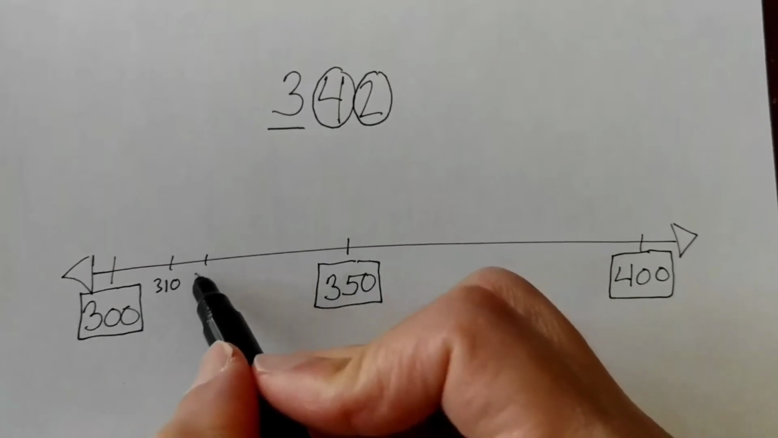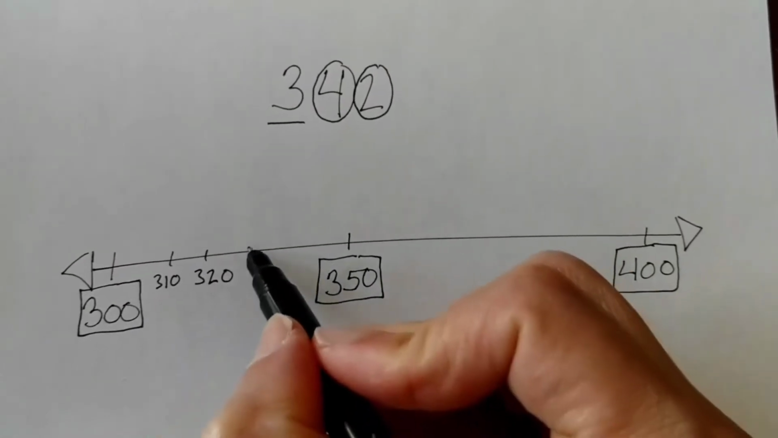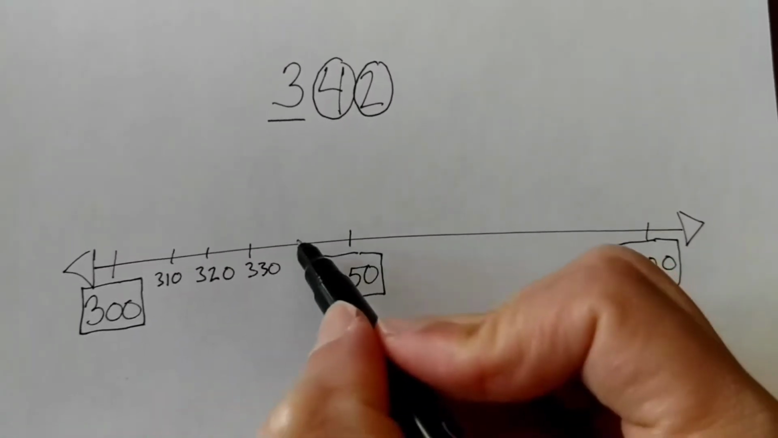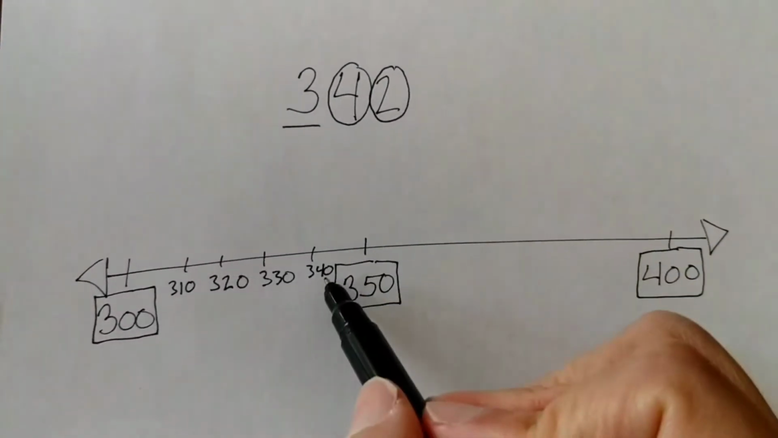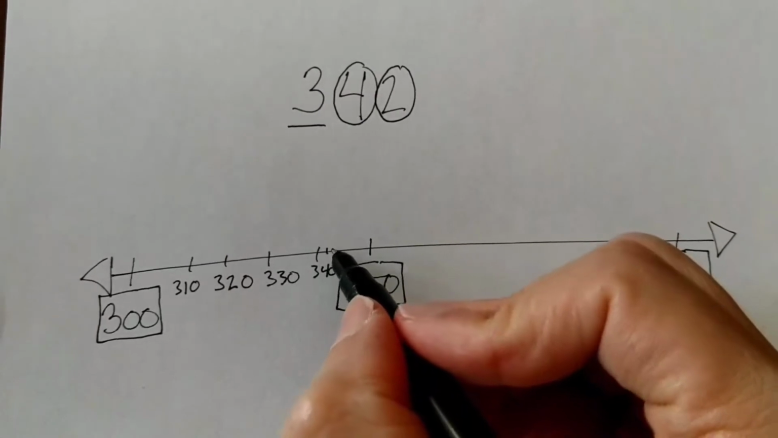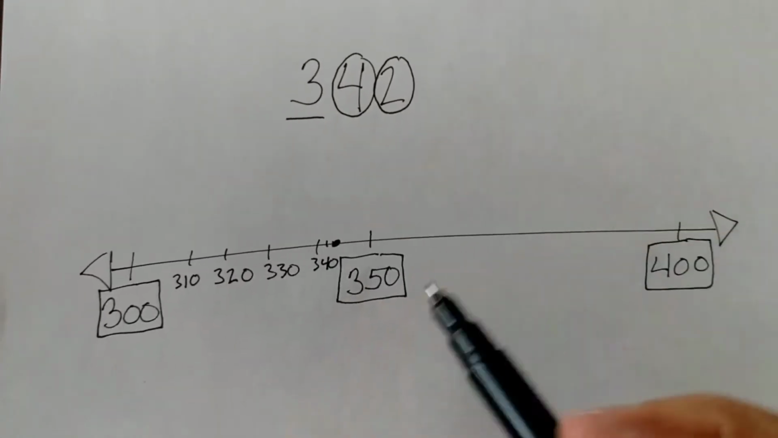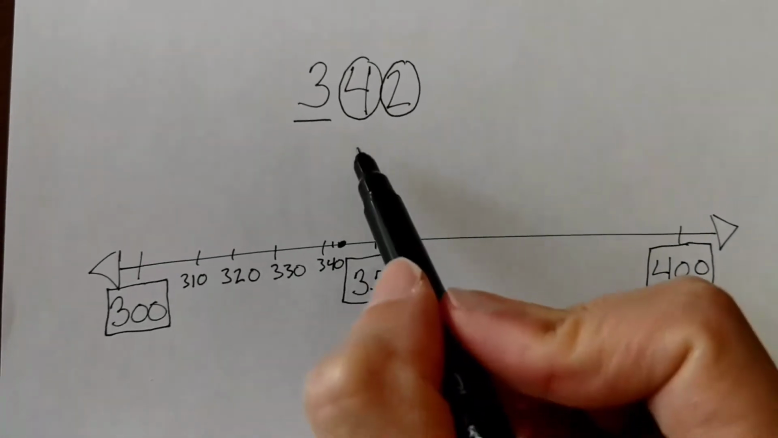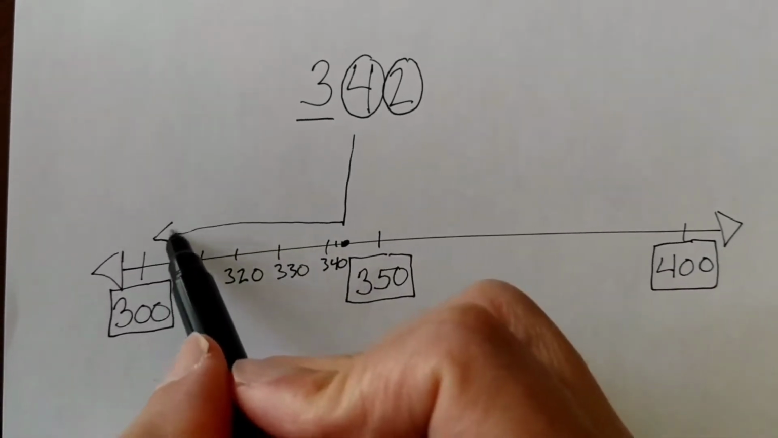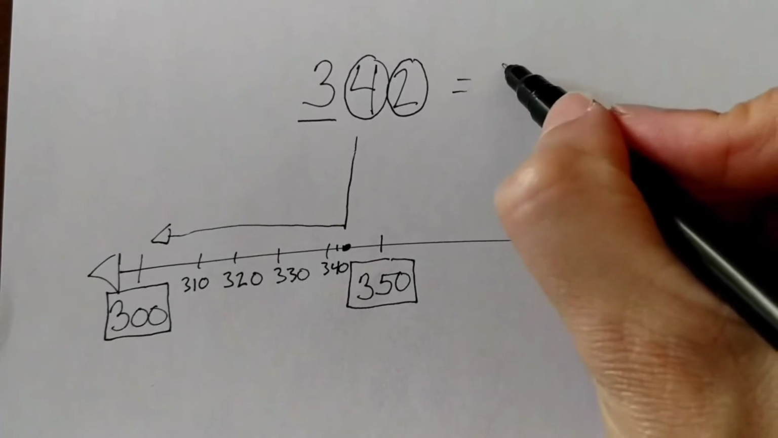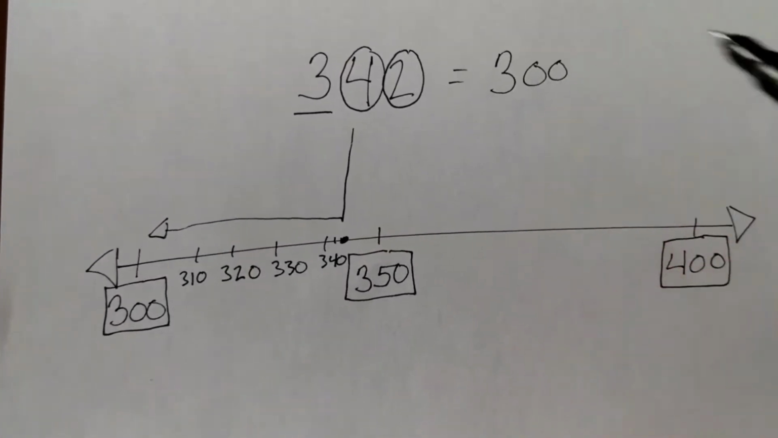Now we're going to take 342 and put it on the line in the correct place that it belongs. 342 comes just short of the midpoint. Whenever we are short of the midpoint, we round down to the smaller number. So 342 will round to 300.